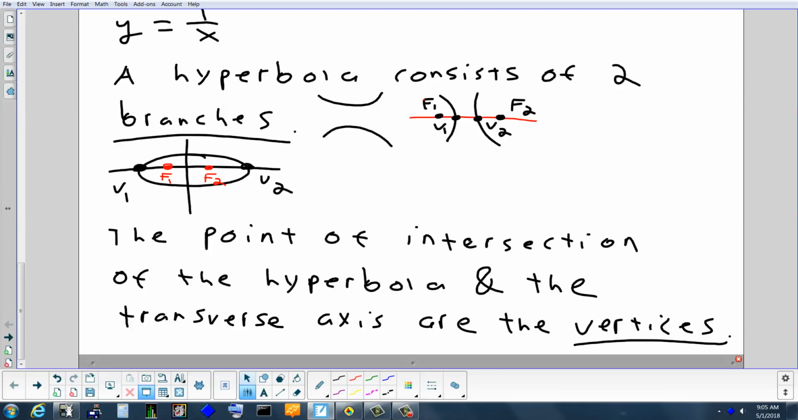Okay. Today, maybe if I go like this, it would be a little clearer. Today, the foci are on the outside and the vertices are on the inside. Okay? So they switch places.